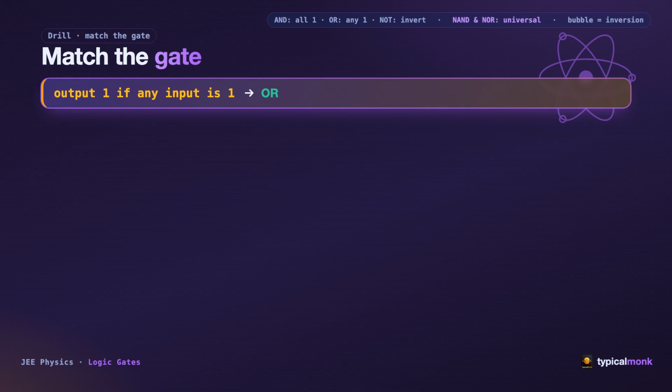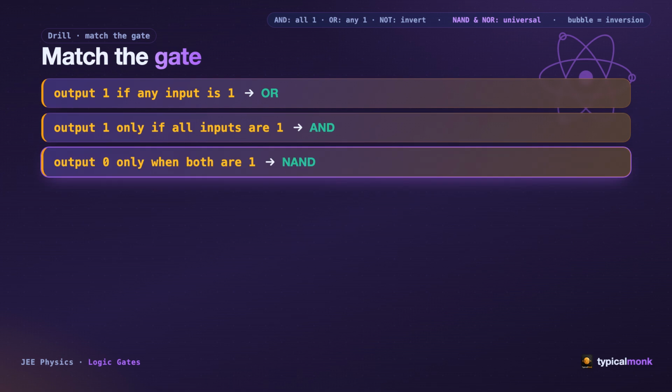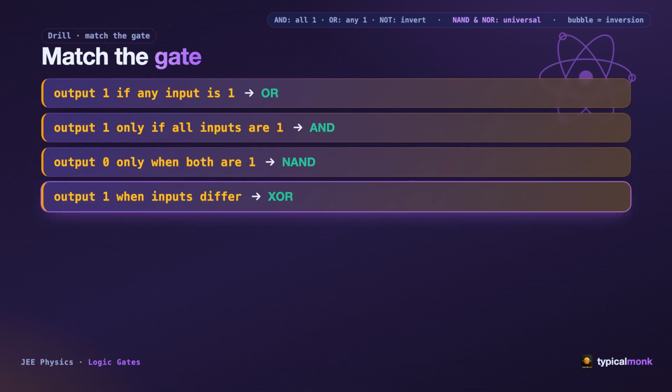Now match each description to its gate. Output 1 if any input is 1 goes to the OR gate. Output 1 only if all inputs are 1 goes to the AND gate. Output 0 only when both are 1 goes to the NAND gate. And output 1 when the inputs differ goes to the XOR gate. 4 pairs, each worth memorizing.